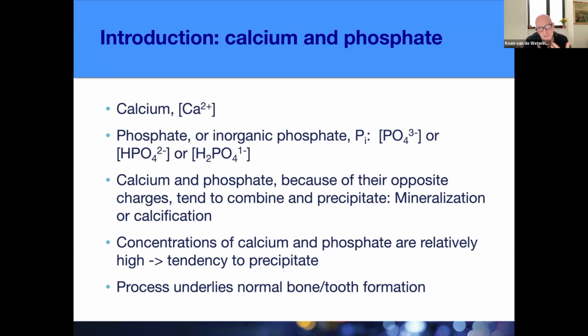And the concentrations of calcium and phosphate everywhere in the human body are relatively high. So everywhere in the body, calcium and phosphate tend to combine and precipitate. And this process is not always bad. Let me stress that, because that process underlies normal bone and tooth formation. So you need it.